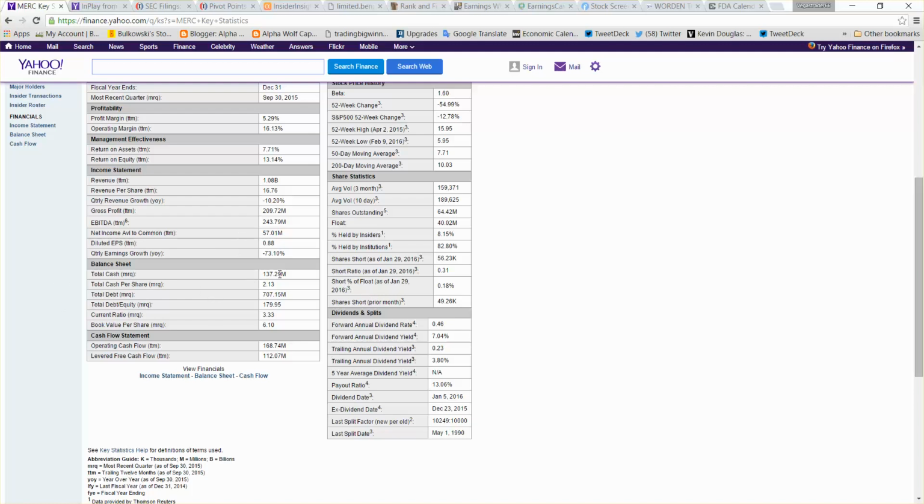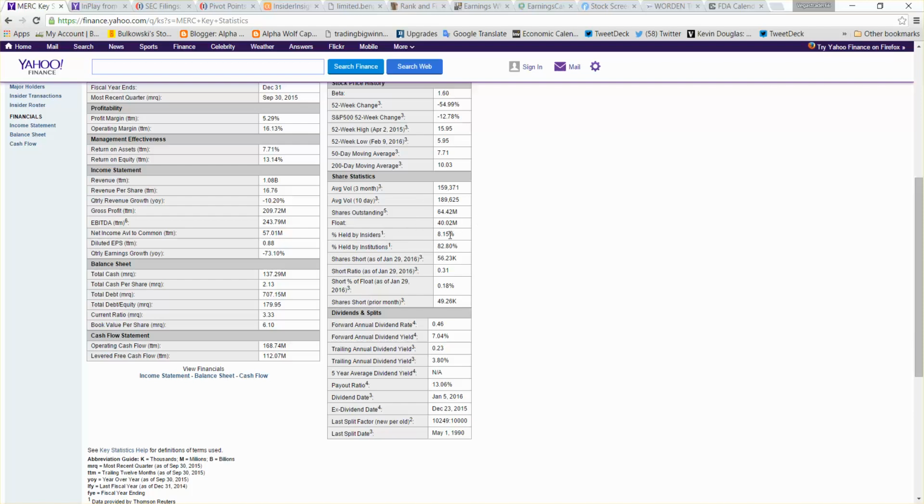We want to see total cash on the balance sheet. We want to see total debt on the balance sheet. Book value. Operating cash flow, very important. Is it positive or negative? The float. For those of you that don't know, the float is the amount of shares that are available for trade. There's shares outstanding, and then there's the float, which is the actual shares that are available for trade.